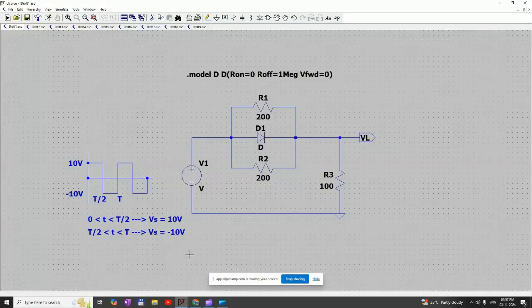Today we will discuss another circuit. We are applying plus or minus 10 volts at the input, and we are going to measure the output voltage at VL. Here we are considering the ideal diode D1, so that when D1 is in forward bias condition, it will act as a short circuit, and in the reverse bias condition it acts as an open circuit.